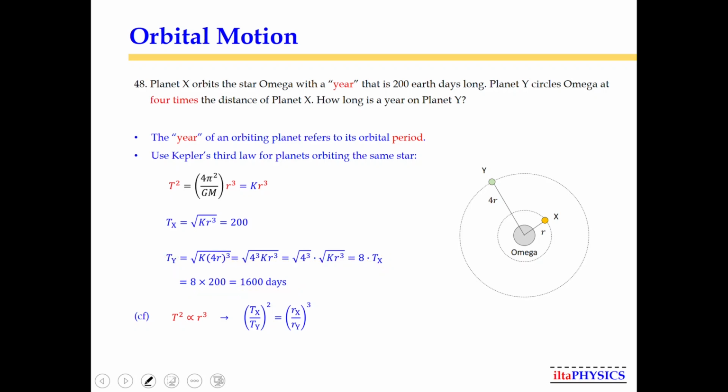This problem can also be approached and solved by directly using Kepler's third law, that the period squared is proportional to the radius cubed, and using the ratio between the periods and the radii of the planets. For those who are interested, I encourage you to try solving it this way yourself.